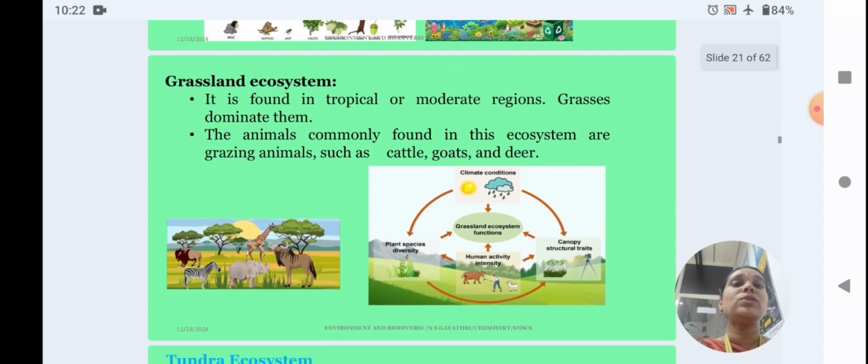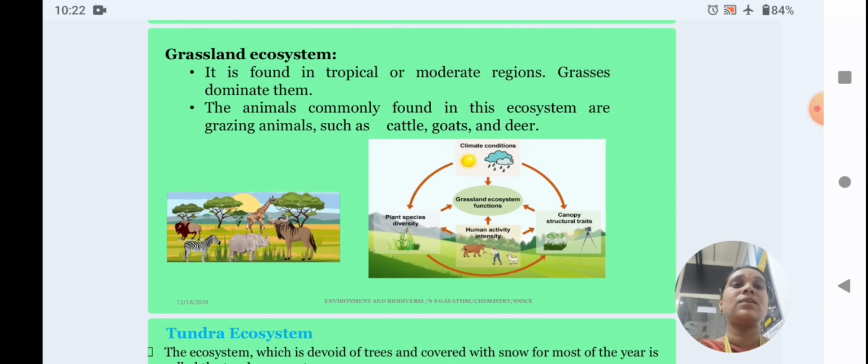Next, we move on to the grassland ecosystem. It is found in tropical or moderate regions, where grasses dominate. The animals commonly found in this ecosystem are grazing animals, such as cattle, goat, and deer.